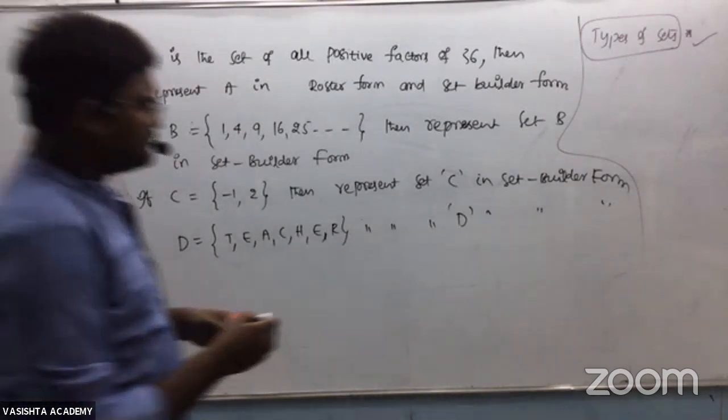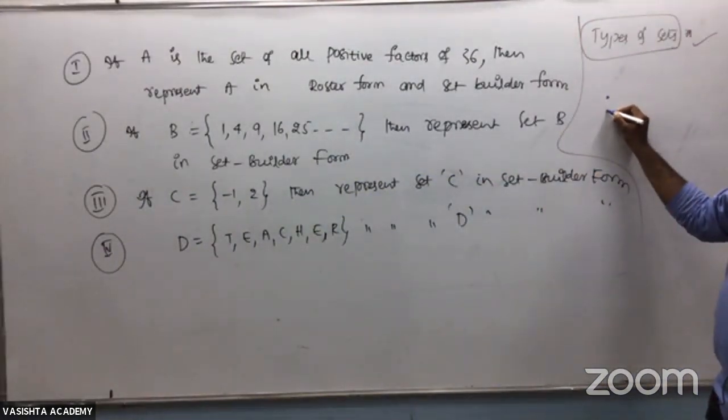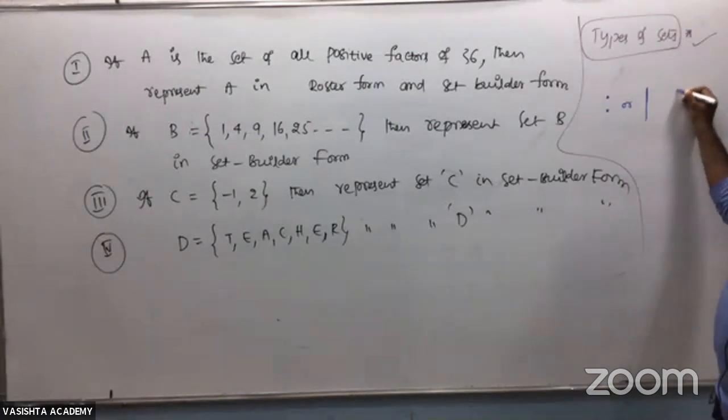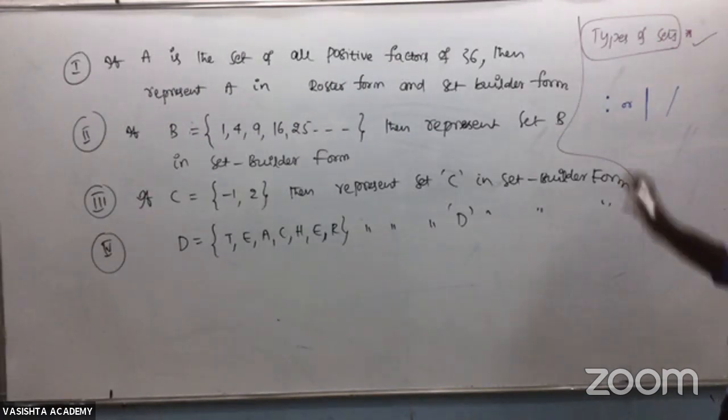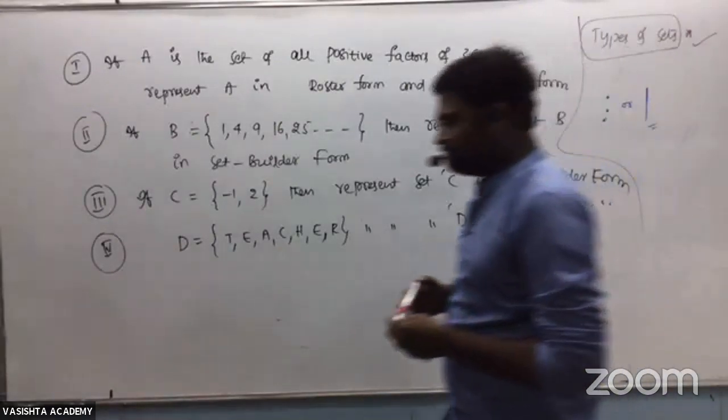Okay. Yeah, I told you already. For such a set, I can use this one or this one. Just a vertical line, not this one. Understood? This is not correct. This one or this one.